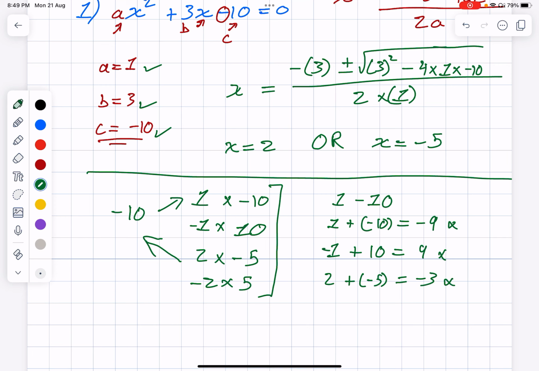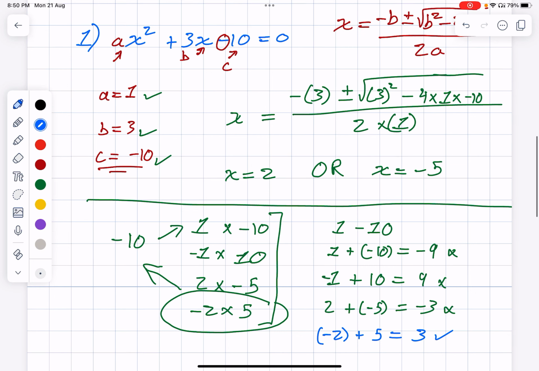Now what we have left is this one. If we use it, here's what's going to happen: negative 2 plus 5 will be equal to 3, and that is the value of b.